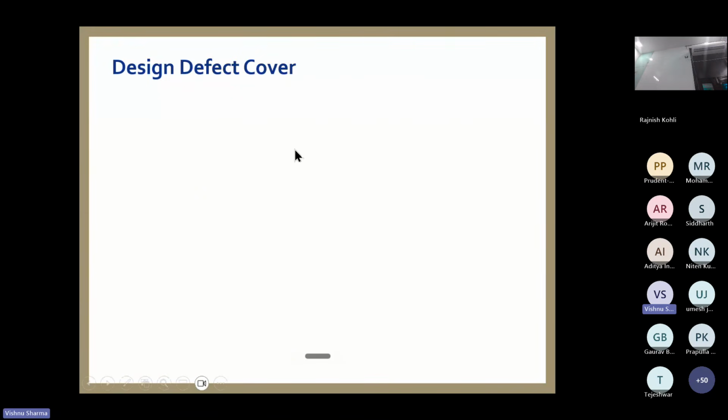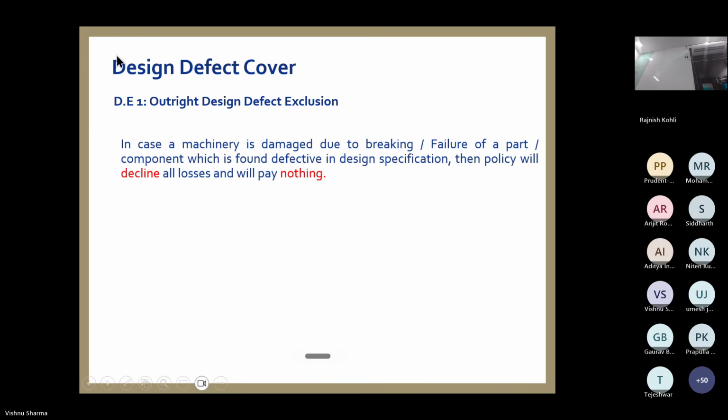Okay, now design defect cover. There are different DE1, DE2. I'll explain everything. So DE1, first of all, understand what is DE1. It is outright rejection, means nothing is covered. DE1 means no claim is payable if there is a defect in design. Simple. In case the machinery is damaged due to breakage or failure of part, which is a design defect found defective in design, nothing is paid.